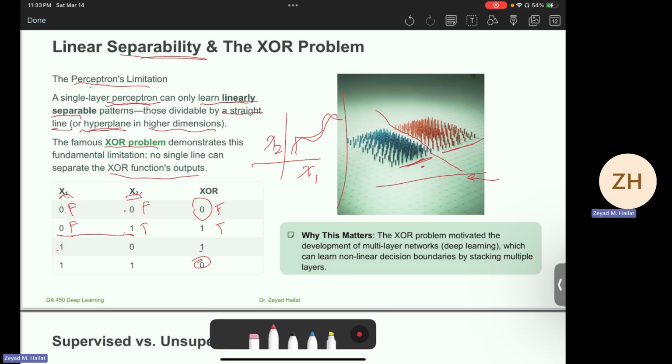So if I try to create a linear separation to separate the values based on the inputs x1 and x2, this won't work. I need more complicated methods than just simple linearity with a single layer perceptron. So what we need to do is introduce more non-linearity to learn a non-linear separation between components. Why does this matter? The XOR problem motivated the development of multi-layer networks. We are talking about XOR as an example, so it's not the only example.